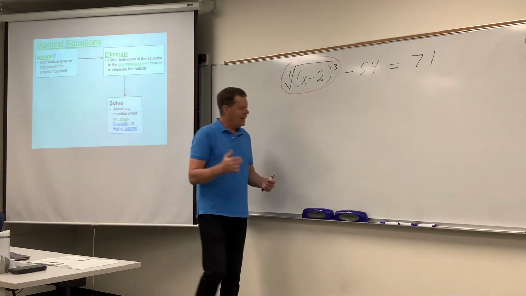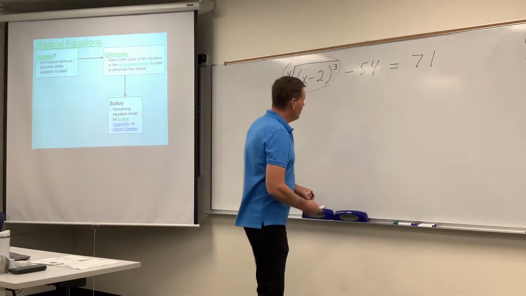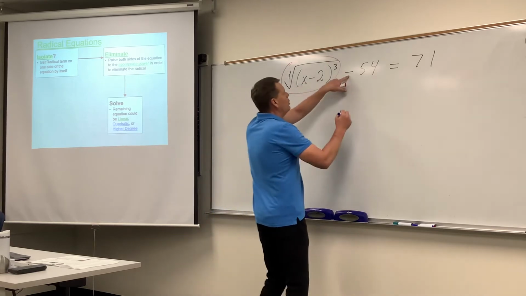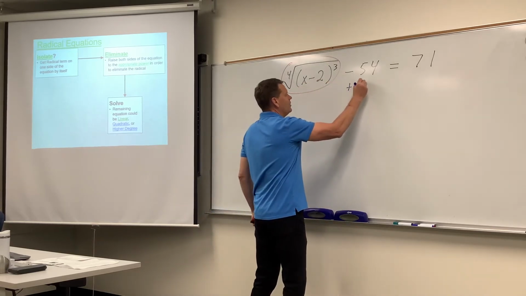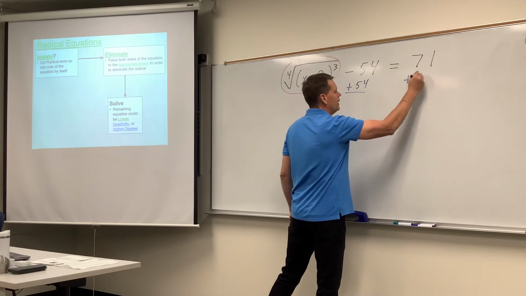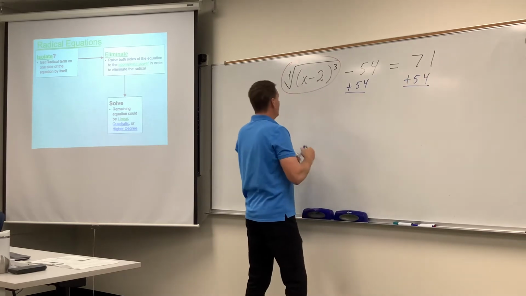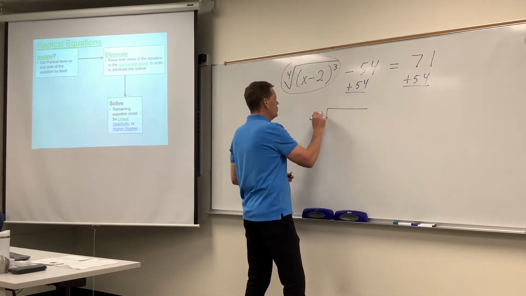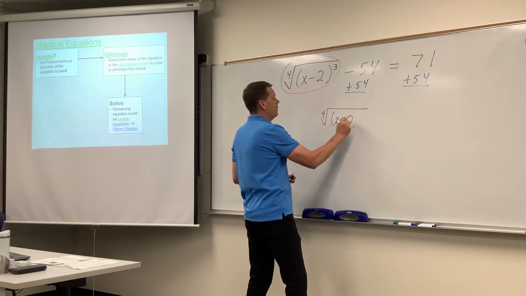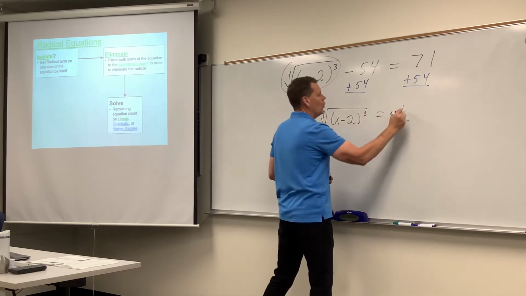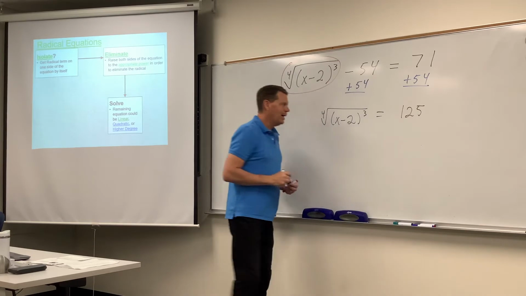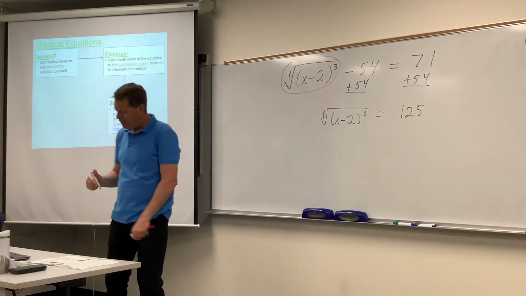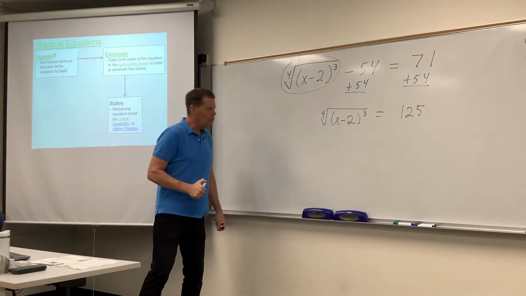But if we want to get that radical by itself, wouldn't we want to move the 54 over by adding it? So we'll add the 54 over to the other side. And therefore the equation transforms into radical equals 125.